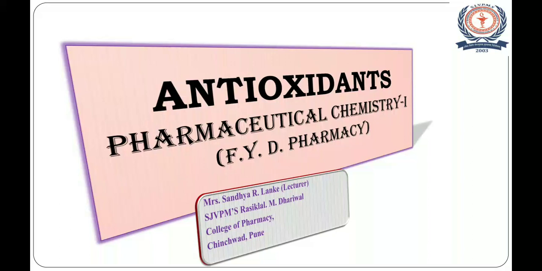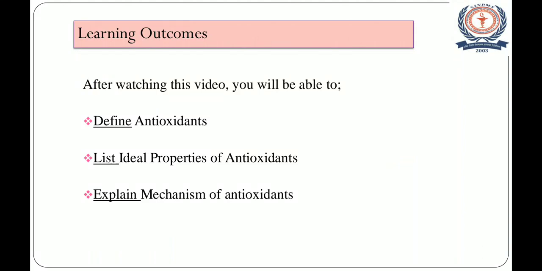Here is another point from Pharmaceutical Chemistry 1, Antioxidants, which is mentioned in the syllabus of first year diploma in pharmacy. Let us discuss the learning outcomes of this topic. After watching this video, you will be able to define antioxidants. You will be able to list ideal properties of antioxidants and you will be able to explain mechanism of antioxidants. Now let's move further.